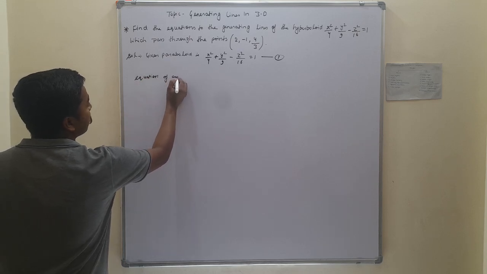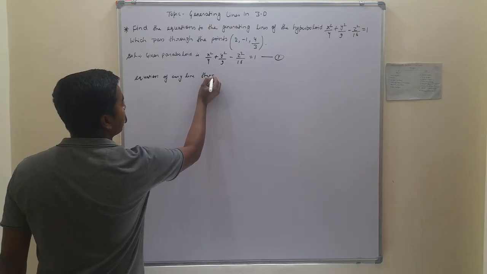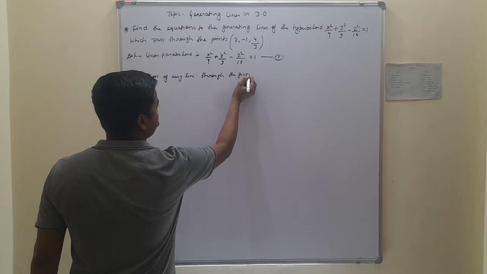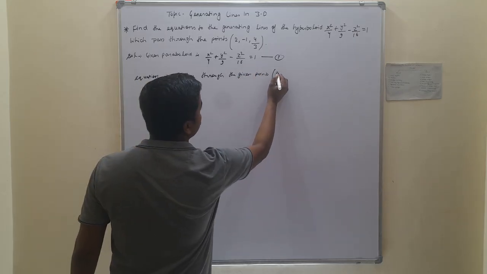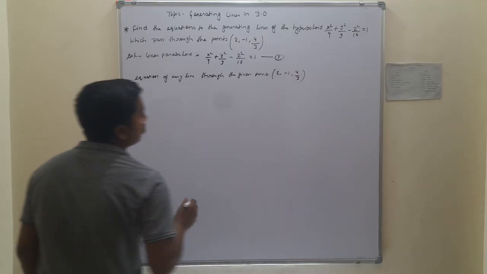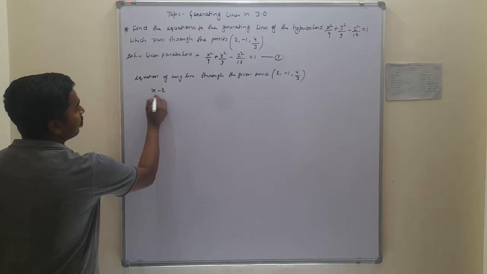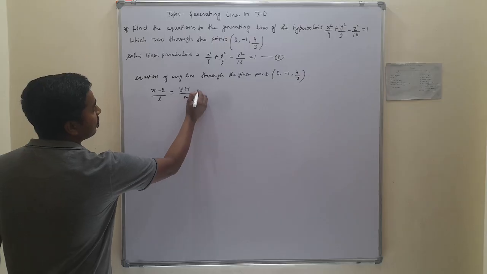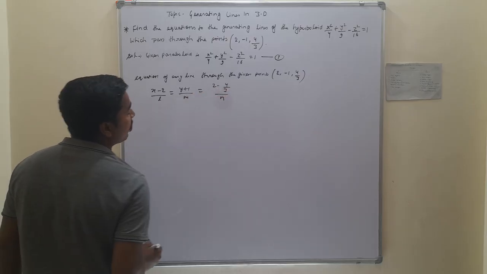the equation of any line through the given point, this is 2, minus 1, 4 by 3. We have to write the equation of the line here. This is x minus 2 upon l is equal to y plus 1 upon m is equal to z minus 4 by 3 upon n.